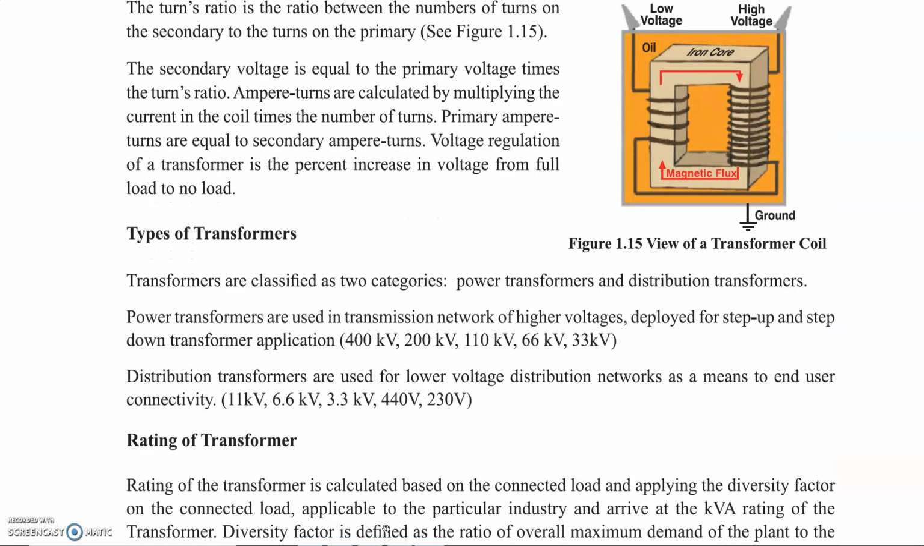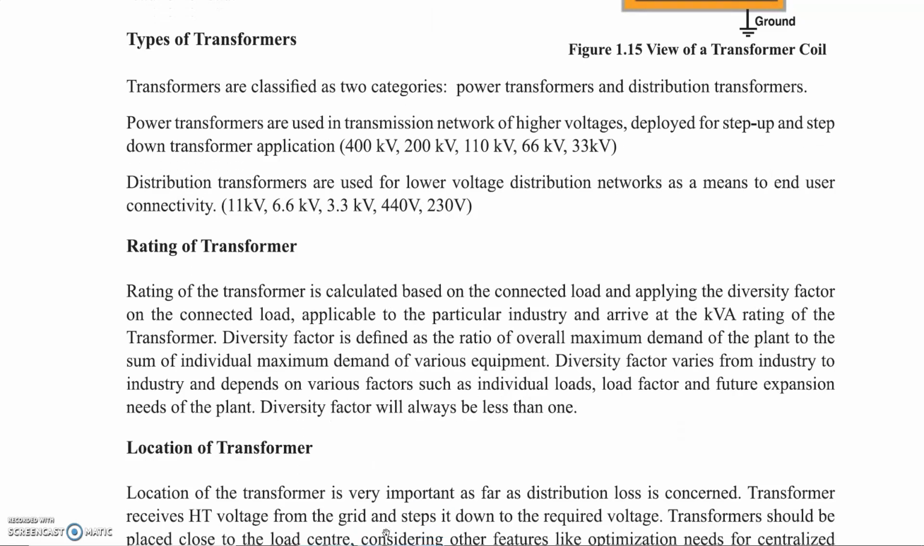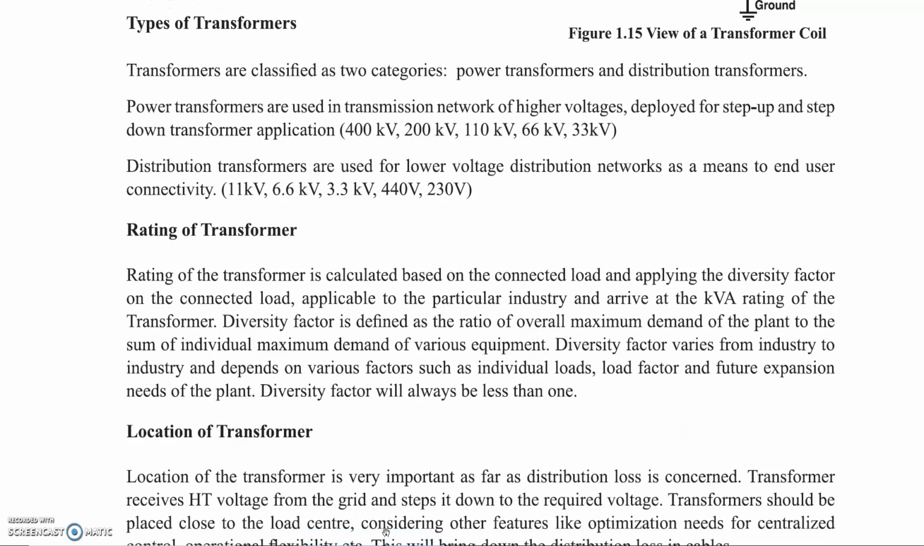Now, what are the different types of transformers? Transformers are classified into two categories: power transformers and distribution transformers. Power transformers are those larger transformers which are used at higher voltages. They are used to step up and step down the higher levels of voltages, like 400 kV, 220 kV, 132 kV, 66 kV, 33 kV, etc.